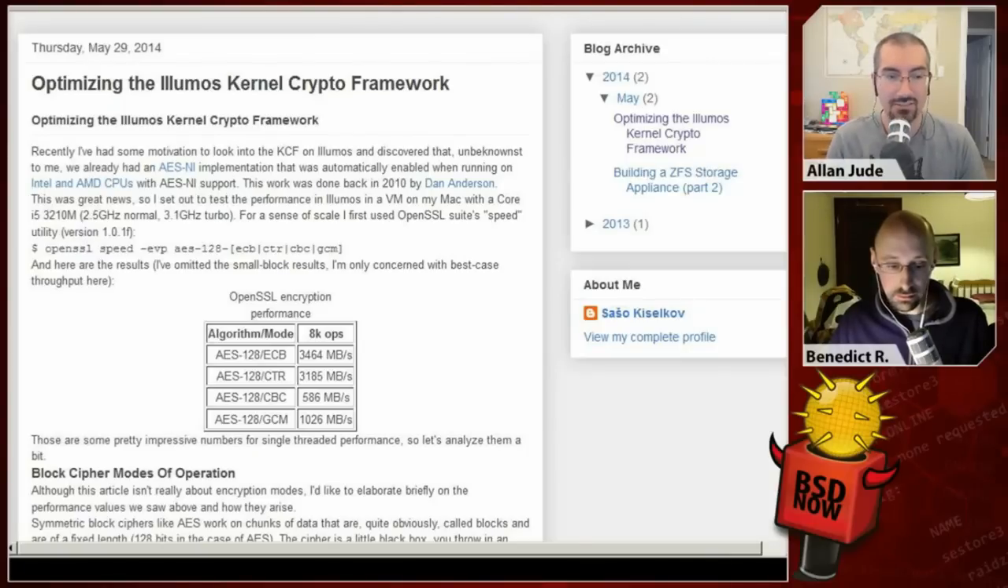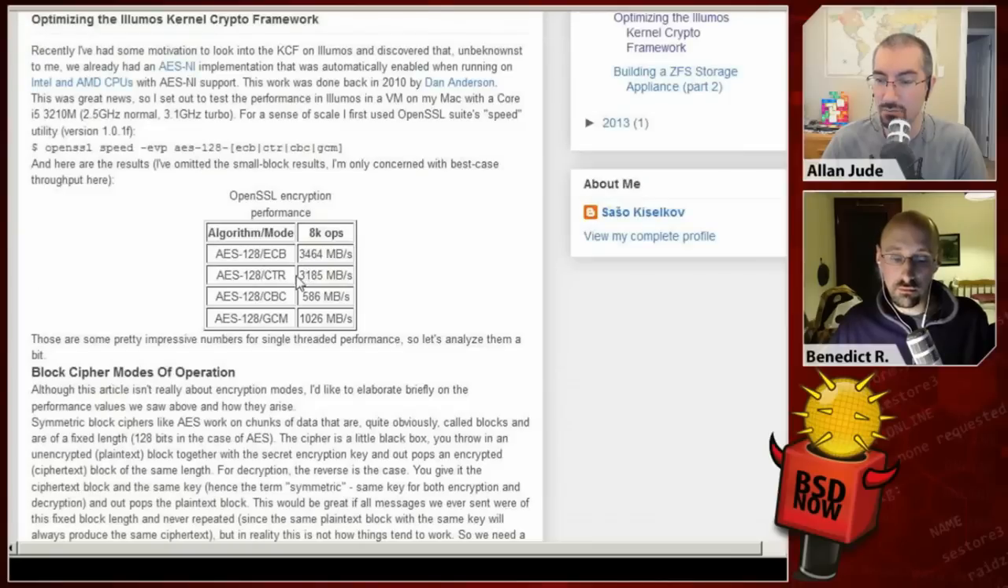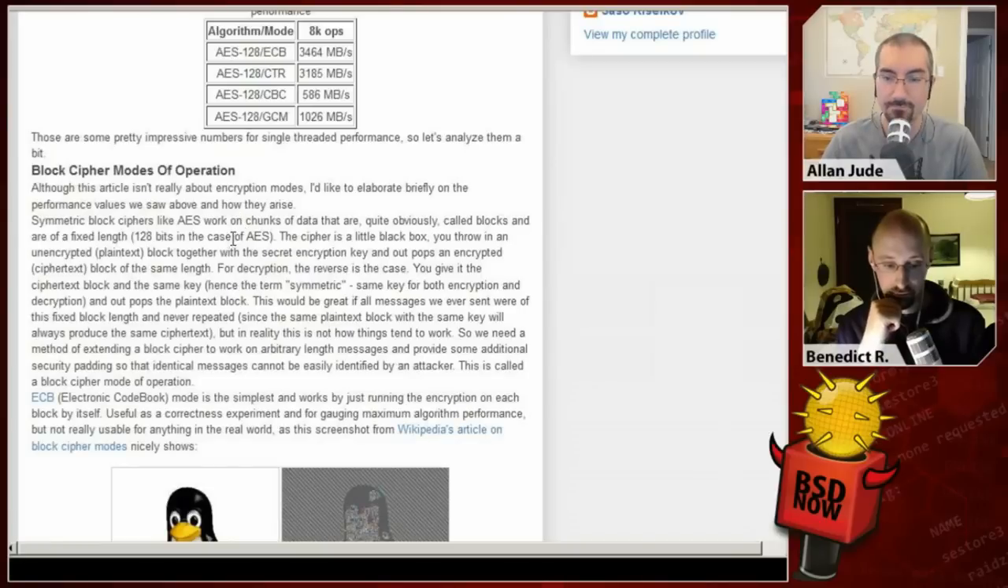He says, this was great news. So I set out to test the performance in Illumos in a VM on my Mac, which is a Core i5 3210M, which is 2.5 gigahertz with turbo boost to 3.1 gigahertz. The initial tests of what the hardware can do were done with OpenSSL as kind of a control experiment, right? So we found with AES-CTR, it could do almost 3,200 megabytes a second. AES-CBC was under 600 megabytes, and AES-GCM was about 1,000 megabytes per second. So that's what he got for his control test. And he thought, okay, that seems pretty good.